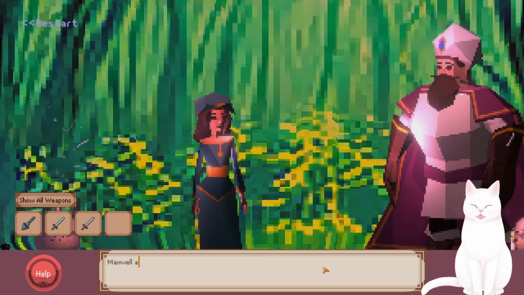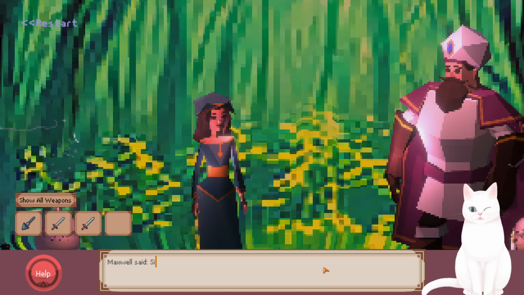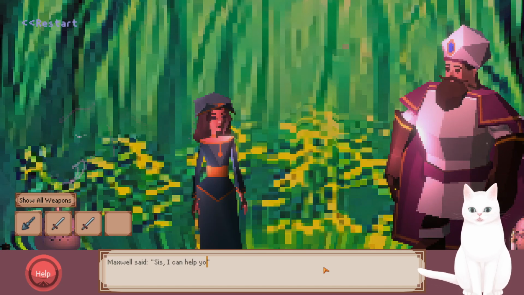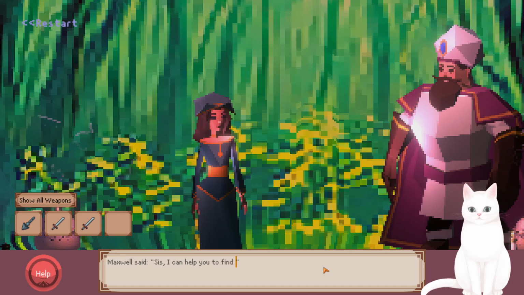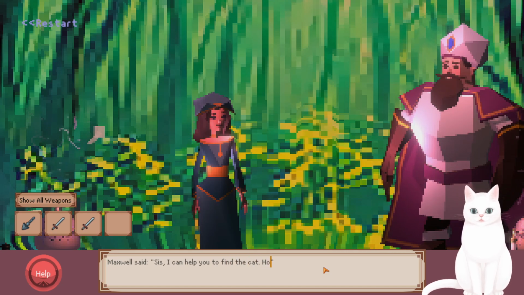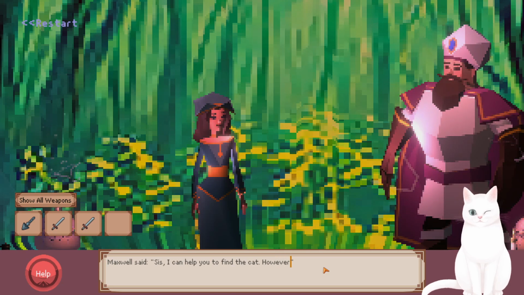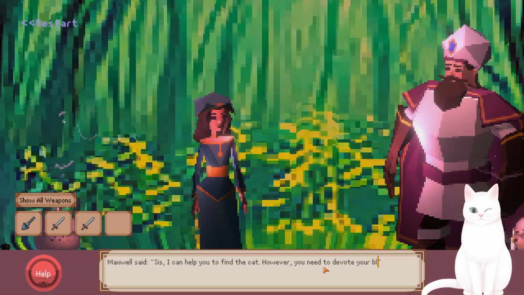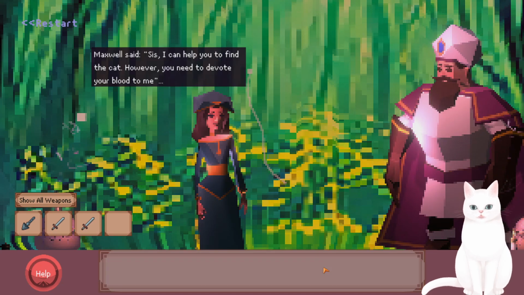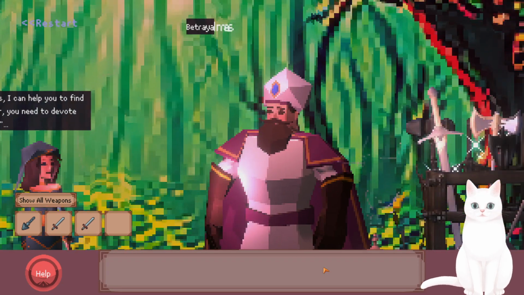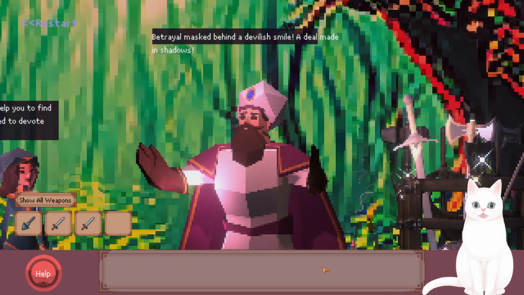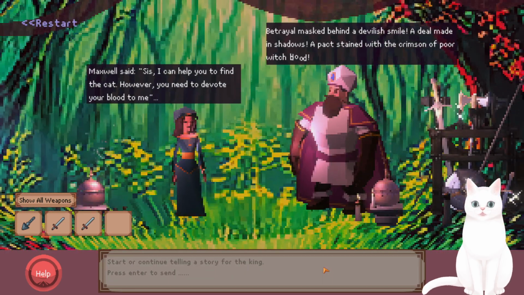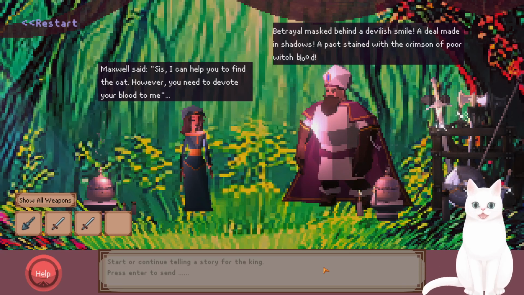Maxwell said, "I can help you to find the cat. However, you need to devote your blood to me." "Betrayal may stay behind the bad smells, a deal with the shadows. A pact stays with the creation, a poor witch's blood." How should that sound?